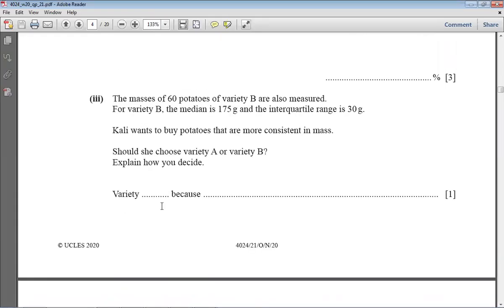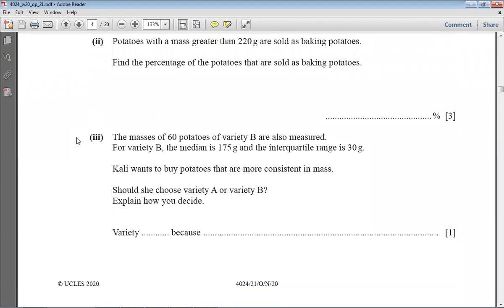Let's go back. That's now the third part: the masses of 60 potatoes of variety B. Now he's talking about another variety. First we were talking about variety A. The masses of 60 potatoes of variety B are also measured. For variety B, the median is 175 gram and the interquartile range is 30 gram. Kali wants to buy potatoes that are more consistent in mass. Should she choose variety A or variety B?